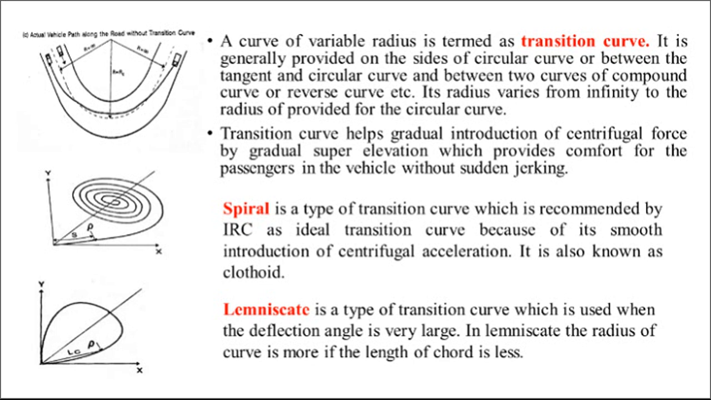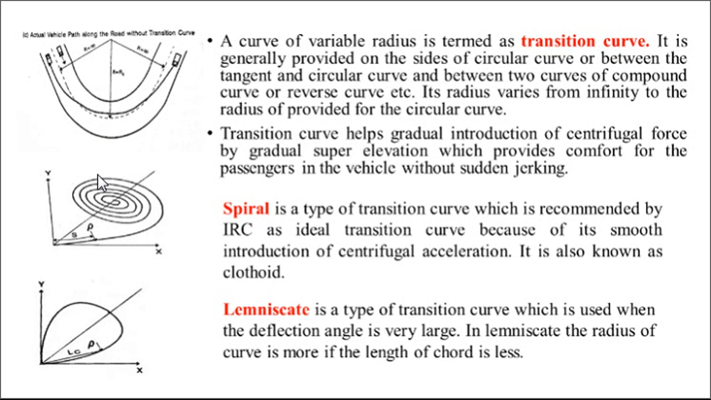A transition curve helps in the gradual introduction of centrifugal force by gradually providing super elevation, which gives comfort to the passengers in the vehicle without sudden jerking of the vehicle. So this is the transition curve. The radius is not the same, it varies, and whatever these two roads are, they are joined by this curve called a transition curve.